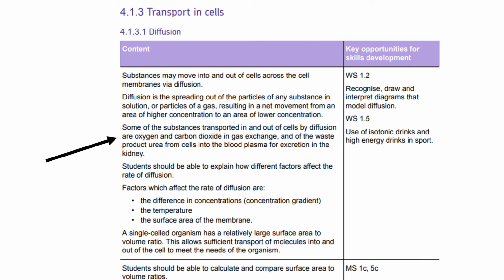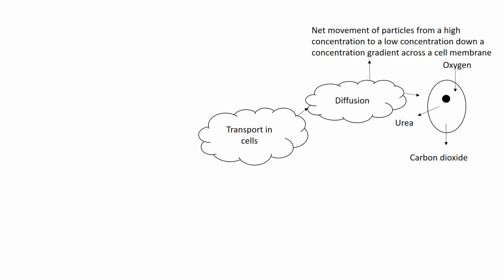So now I'm taking the next section. Some of the substances transported in and out of cells by diffusion are oxygen and carbon dioxide in gas exchange, and the waste product urea from cells into the blood plasma for excretion in the kidney. So to do this one, I've just drawn a little diagram of a cell with a nucleus, and I've got arrows pointing out of the cell for carbon dioxide and urea, and oxygen going into the cell. So that summarizes it all and puts it in a nice picture to help us remember.